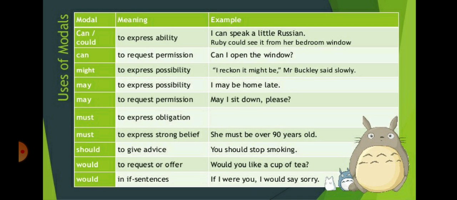Now come to the next modal, that is would. Would is the past tense of will. Would is used for request or offer. For example, would you like a cup of tea? That is preference, that is request or offer. Would is used to express a habitual activity in the past. For example, in winter, he would study till late at night.